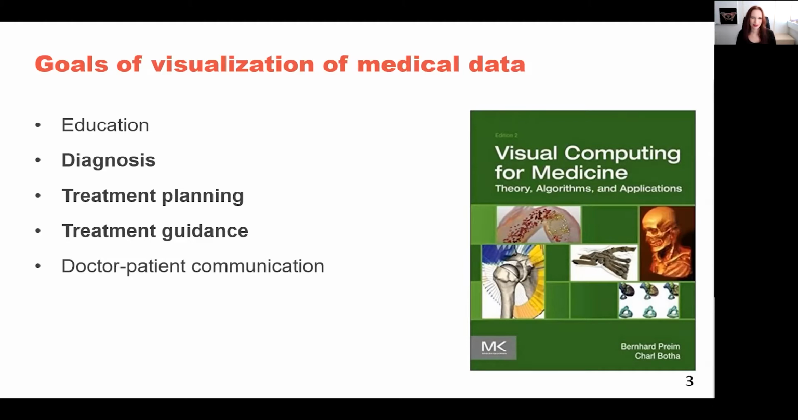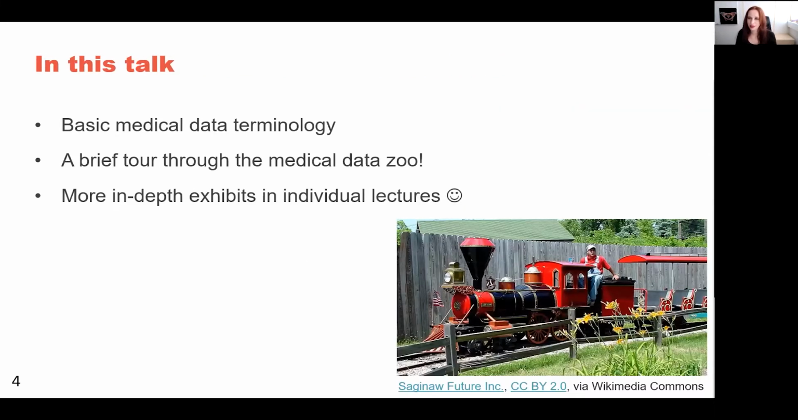But the reason for acquiring medical data in the first place are very often the middle three, so diagnosis, treatment planning, or treatment guidance. And depending on the type of disease, the body part, and things like this, one modality will make more sense than the others. So in this talk, I want to give you an overview of very basic medical data terminology, so that the next time you maybe see a medical visualization talk, if you're not familiar already, you'll think like, oh, CT, I've heard of this, and then you'll know a bit what they're talking about.